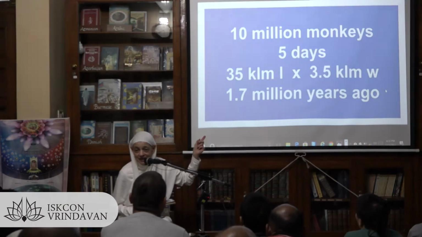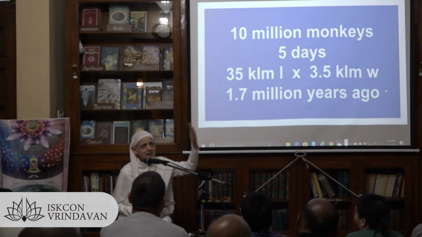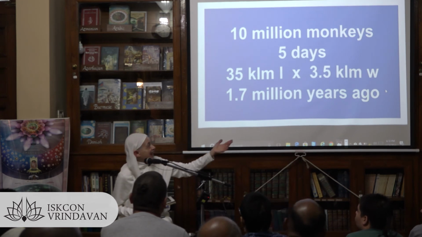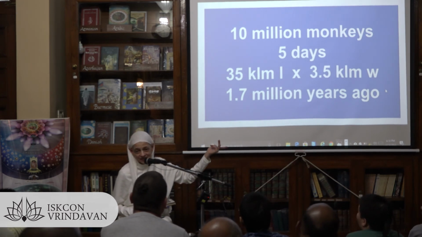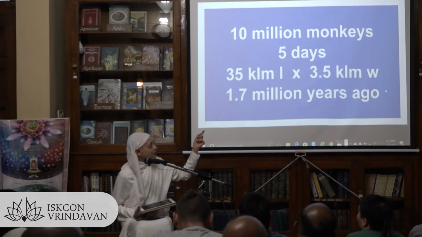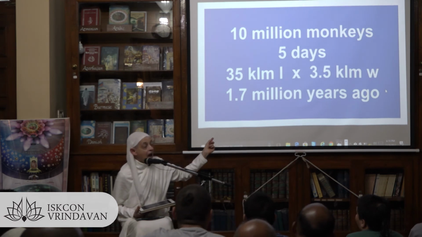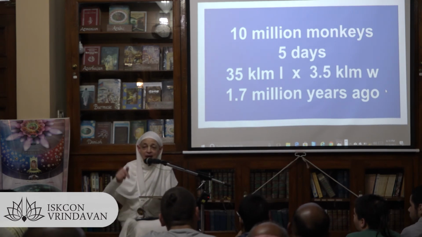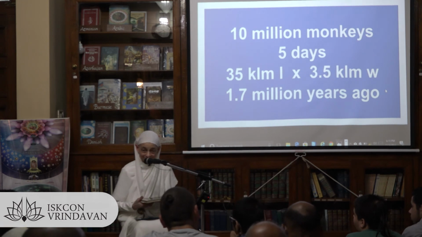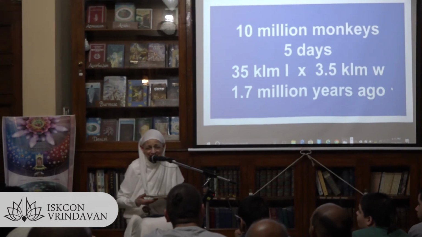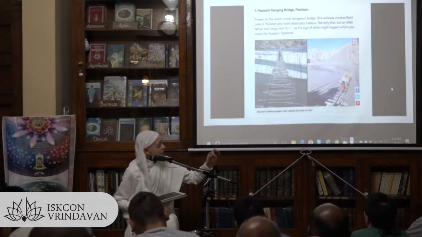There were how many million monkeys? 10. Yeah, Ram had the problem. How do I get these monkeys over to Lanka? I've got 10 million monkeys, and I got to get them across the water. They built the bridge in how many days? 5 days. That's fast. 35 kilometers by 3.5 width. How long ago? 1.7 million years ago. This is the oldest man-made structure on the planet. And they want to build a canal through it that'll destroy it. It's a national heritage.